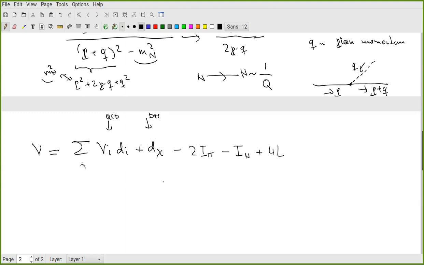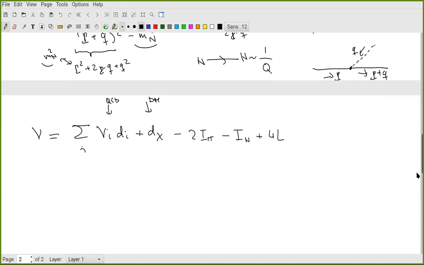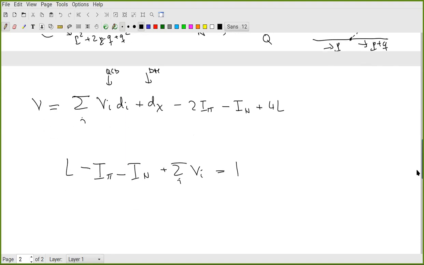Again, now this is not in a useful form because it depends on the number of internal lines, and that's kind of complicated to deal with. But we can again use this Euler formula that relates the faces, the edges, and the corners of a graph. So L minus the number of pion lines minus the number of nucleon lines plus the number of vertices equals 1. That's exactly what we had before. That's just a constant, that is 1.